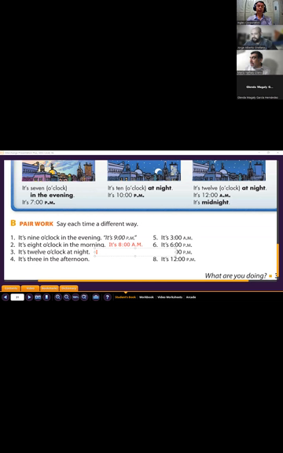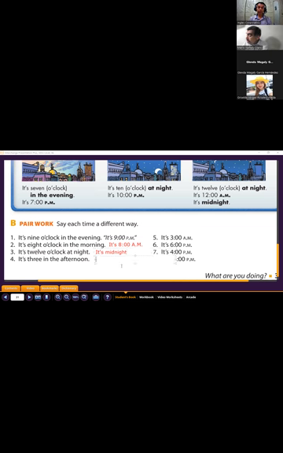It's valid. It's 12 a.m. Is it correct, teacher? Yeah. It's 12 a.m., but it's not common. It's more common to say it's midnight, right? It's midnight. It's 12 o'clock at night. It's midnight, right? Good. It's 3 in the afternoon. It's 3 p.m. Correct.